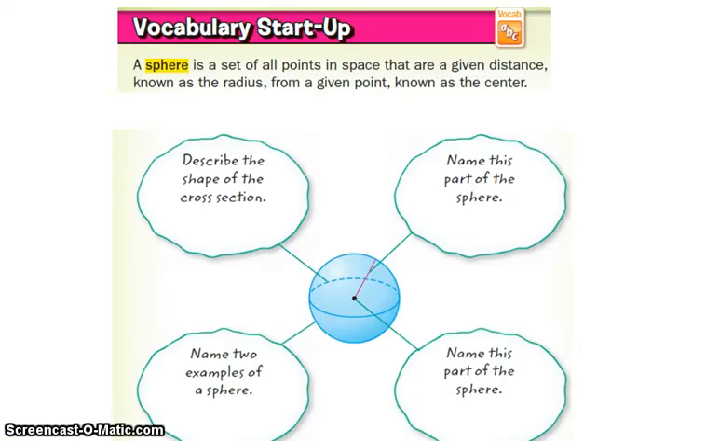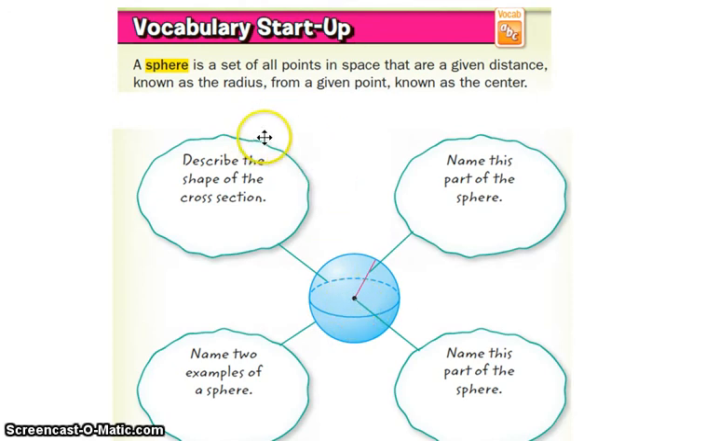We all know what one looks like. But mathematically, the definition is a set of all points in space that are a given distance, known as the radius, from a given point, known as the center. So if you take a look at the picture right here, here's the center, and here's a radius. Normally we just see one radius when we're dealing with circles, but a sphere has an infinite number of radiuses, or radii, and they're coming out in all three dimensions, and it forms this sphere because all of the radii are the same length.